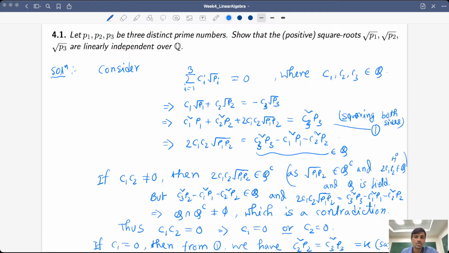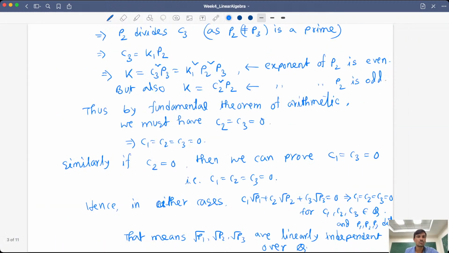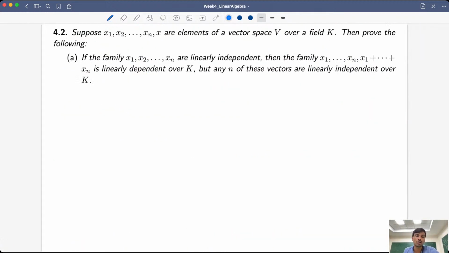okay, then I'll proceed to the next one. So the next question is again related to linear independence and generating systems. First, suppose that x1, x2, ..., xn and x are elements of a vector space V over a field K. Then we need to prove that if x1, x2, ..., xn are linearly independent, then the family x1, x2, ..., xn and their sum x1 plus x2 plus ... plus xn is linearly dependent over K, but any n of these vectors are linearly independent over K.